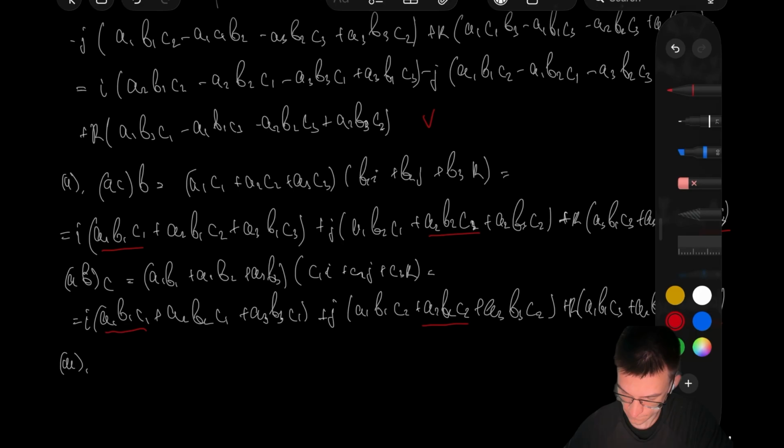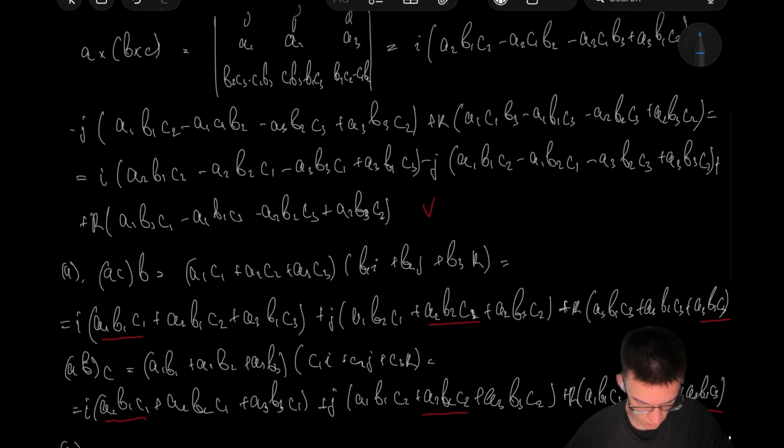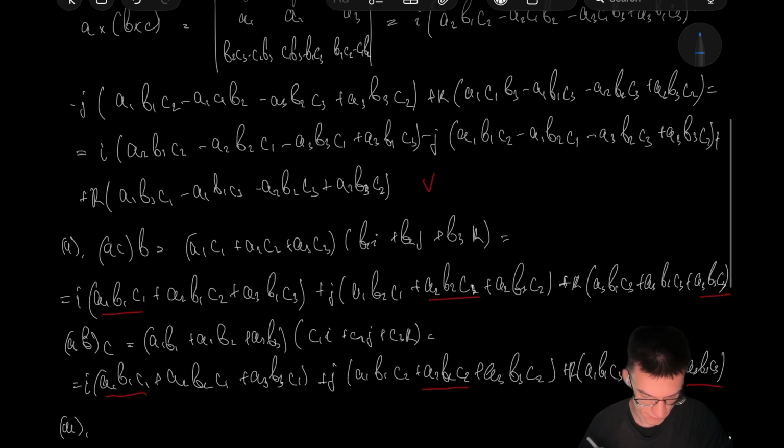Next, let me change the color. And the next thing is we need to find the positive terms first. Let's see. It goes with A2, B1, C2. A2, B1, C2, here it is. That matches. And then A3, B1, C3. A3, B1, C3, that matches.